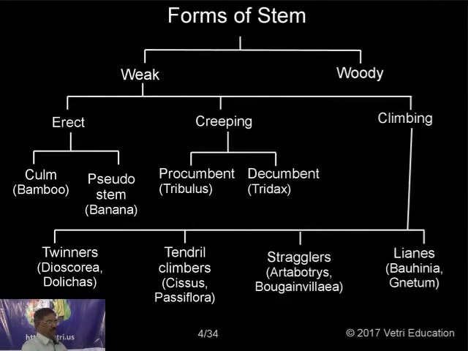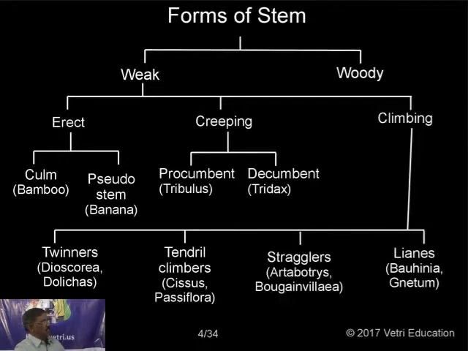Regarding the forms of stem, it is a bit difficult, but you remember and note down these things. The stems are divided into weak stems and woody stems. The weak stems are again classified into erect; though it is a weak plant, it may be erect and straight; creeping, just prostrating on the ground; and some plants climb with the help of support. The erect plants may be classified into two types: culms, as in bamboo, and pseudo stem. Actually it is not a stem, it only looks like a stem, just like in banana.